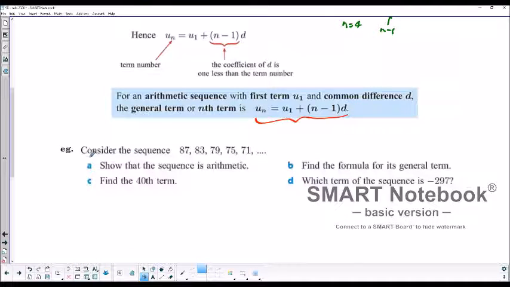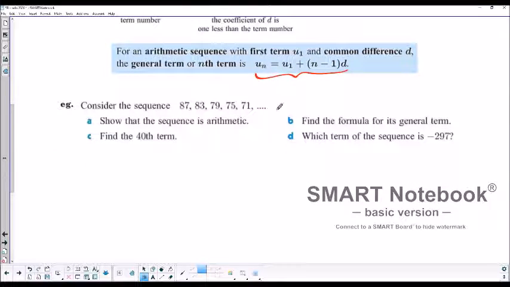So here's our first example. We're considering this sequence 87, 83, 79, 75, 71, etc. We want to show that the sequence is arithmetic. So we're going to start with the expression we know: U n plus 1 minus U n equals d. We're going to show that it's arithmetic. We don't know that right now.